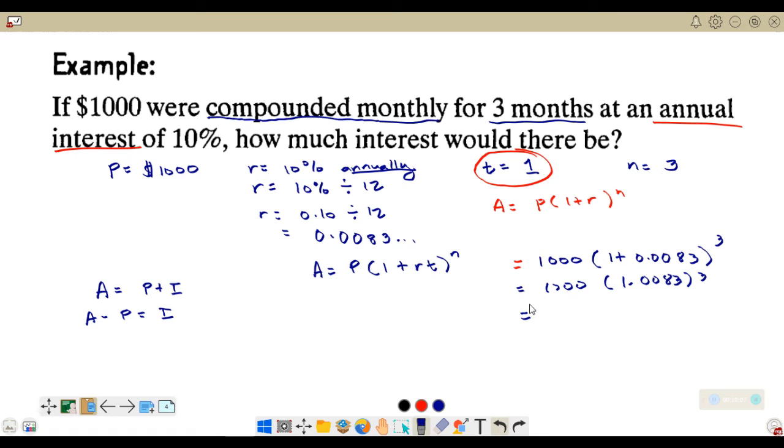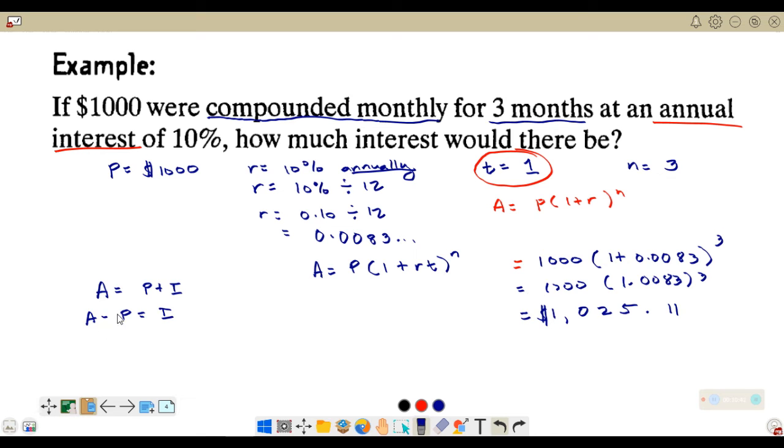Okay, let's perform some computation. We have 1,000, open parenthesis, 1.0083 raised to the power of 3. So you will get a total amount at the end of 3 months na approximately equals sa $1,025.11. So this is the approximated value.